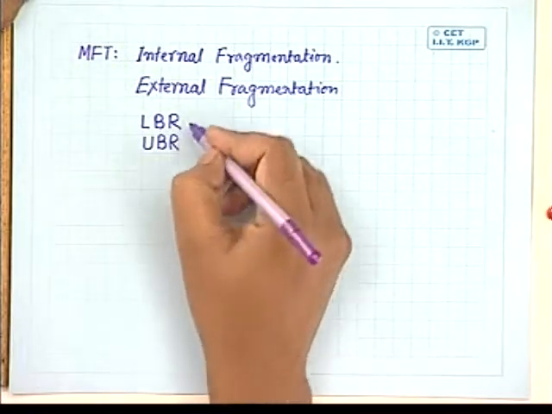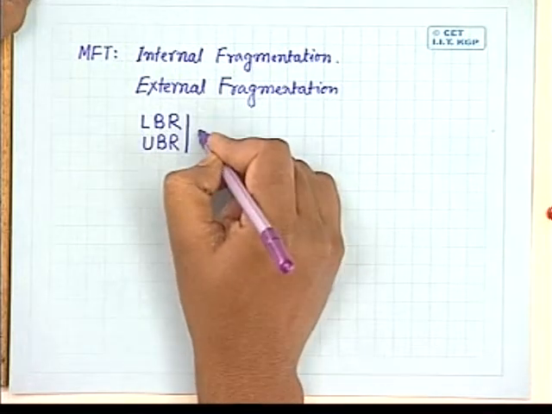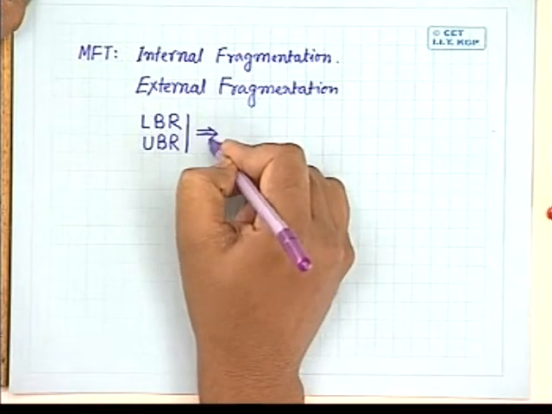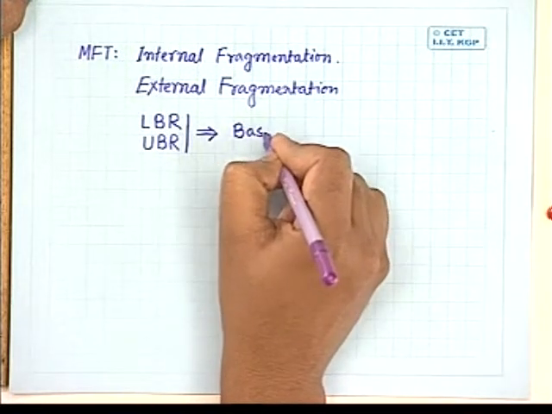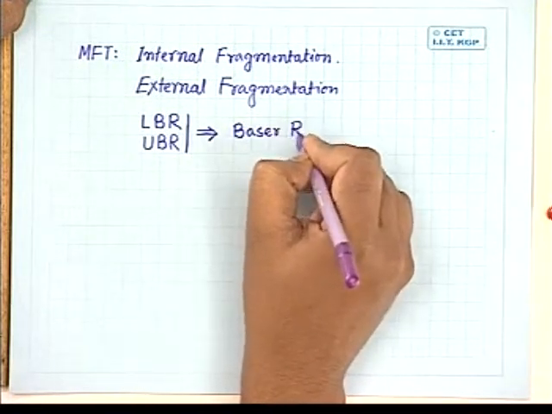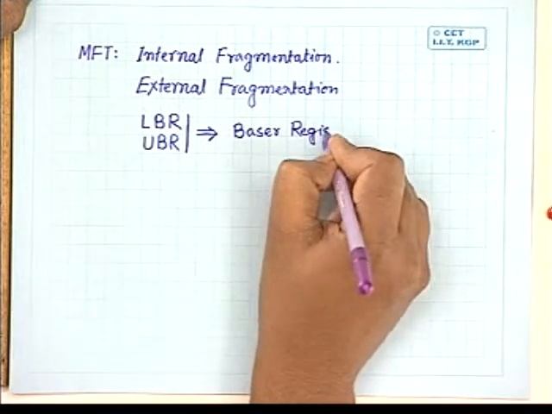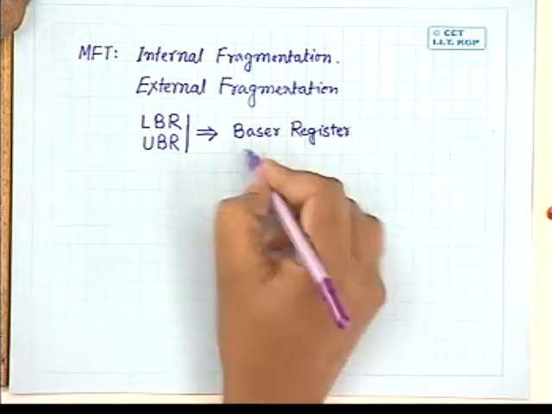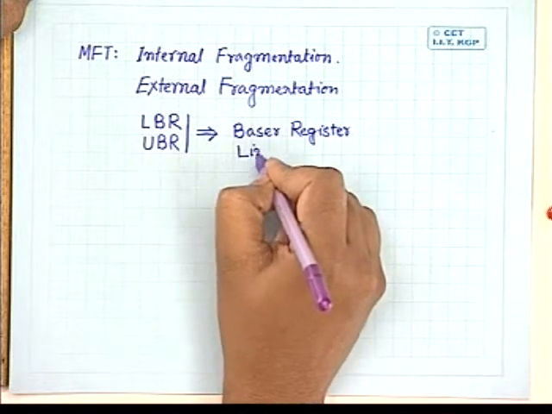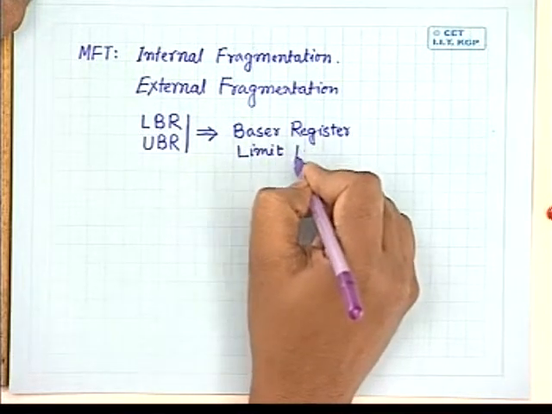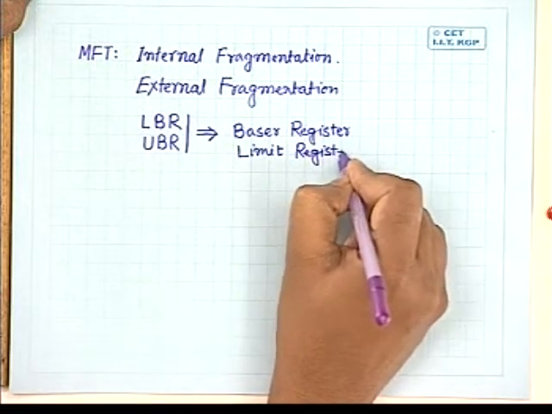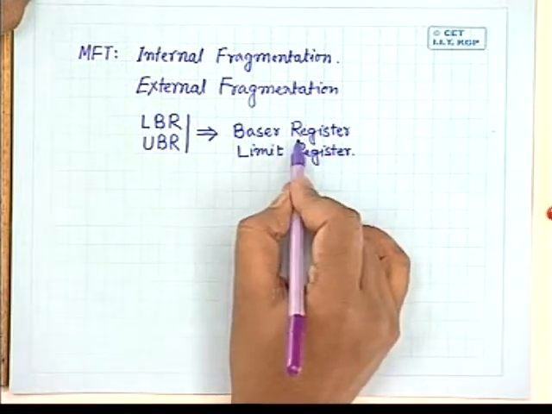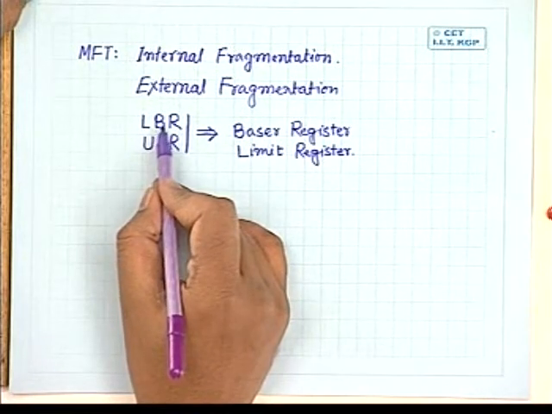And we have said that this concept can be extended to what we have said as base register and limit register. So base register is equivalent to the lower bound register.